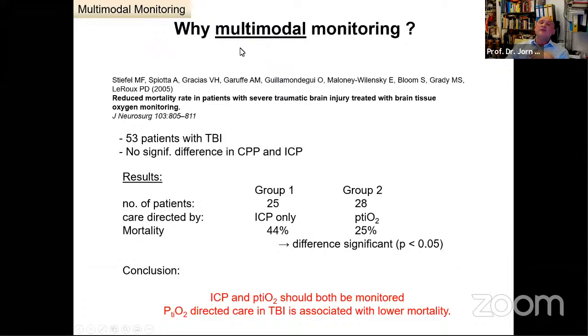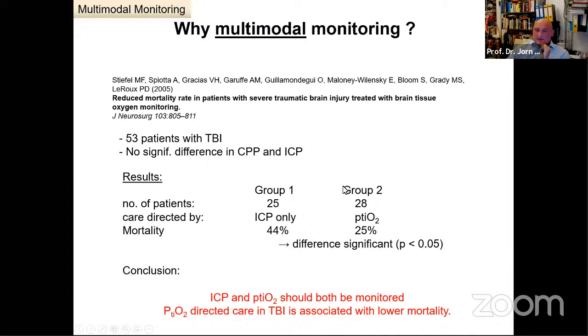Why should we concentrate on multimodal monitoring? Which means why should we not only do one parameter, but maybe a couple? What benefit brings that to us? So there's a study, for instance, where they looked at 53 patients with traumatic brain injury, and they found in these patients that they did not significantly differ in cerebral perfusion and ICP measurements, but when they measured ICP only, intracranial pressure only, they found that they missed a couple of patients who got worse.